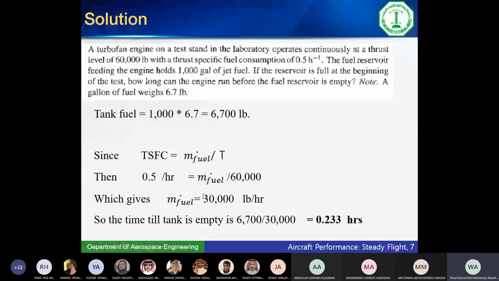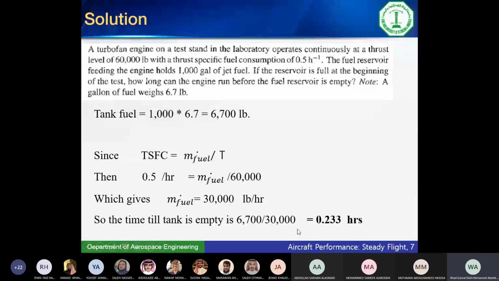However, we are given that the fuel tank is 1,000 gallons and each gallon weighs 6.7 pounds. So the total weight of the fuel is 1,000 times 6.7, 6,700. So you have this much fuel. You need this much fuel to burn every hour. So if I divide both, that will give me the duration of the test.